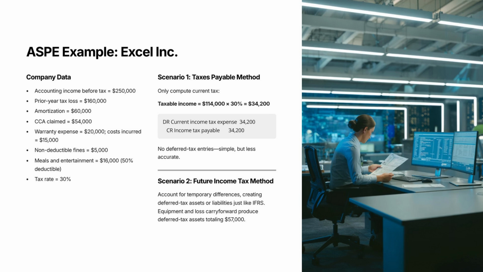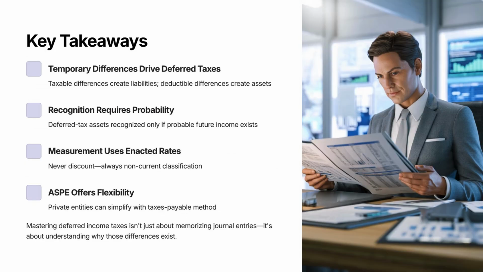Now, under Scenario 2, which aligns more closely with IFRS, we also account for temporary differences. These differences create deferred tax assets and liabilities. In this case, the equipment differences plus the loss carry forward generate deferred tax assets totaling $57,000, measured using the enacted tax rates. So here we get a more accurate picture by recognizing future tax benefits, not just what's payable today. Okay, we've covered the why, the what, and the how. We've even done the IFRS versus ASPE showdown. Let's wrap this all up and lock in the key points you absolutely need to remember.